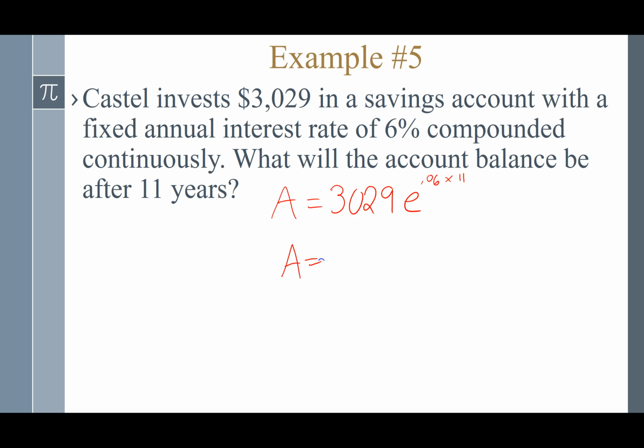So for this case right here, when we're trying to find a final amount, we just plug directly in and type it out the way it seems. 3,029 times e, that's where you're going to have to probably use your second function with the ln button on the left-hand side. It's going to give you an exponent. Please make sure the 0.06 times 11 are both in the exponent. And you should be getting, now this is money, so we'll round to the hundredths place, $5,860.49. There we go. Want a final amount? It's very straightforward, very easy.